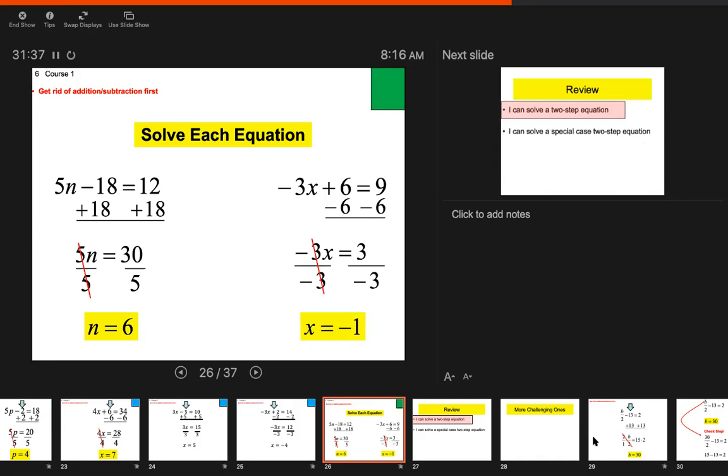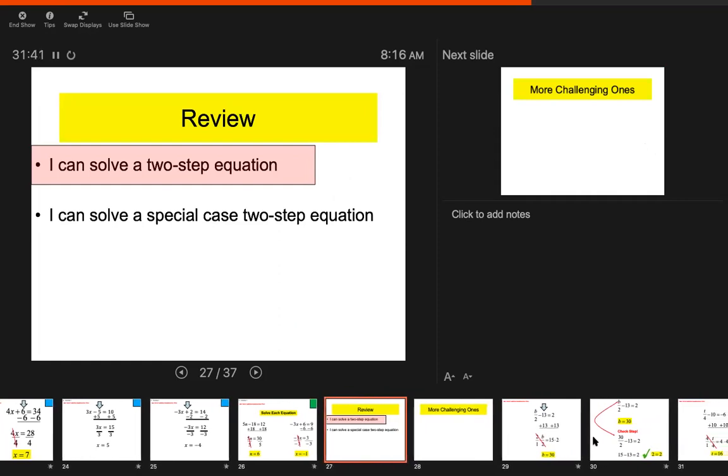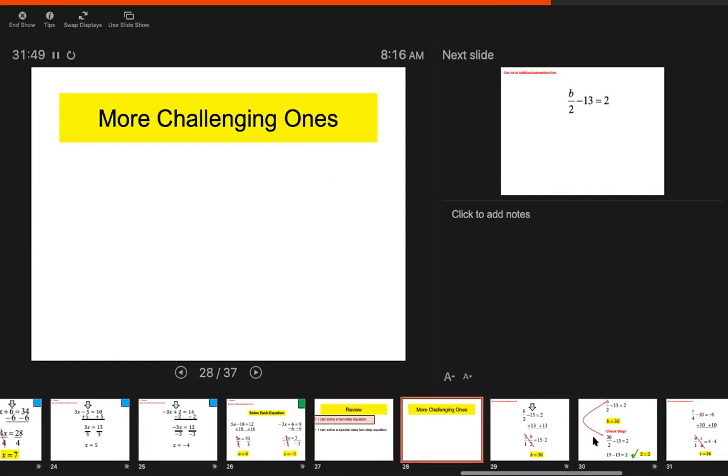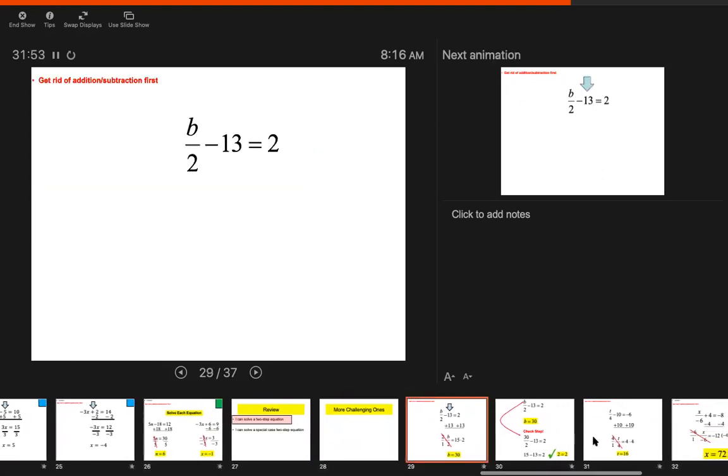Okay. Feeling confident? No. Okay. There are some, what we call in math, special cases. These are ones that happen very infrequently, and they're a little bit stranger than the normal cases. They're not that much more challenging, but they are more challenging.